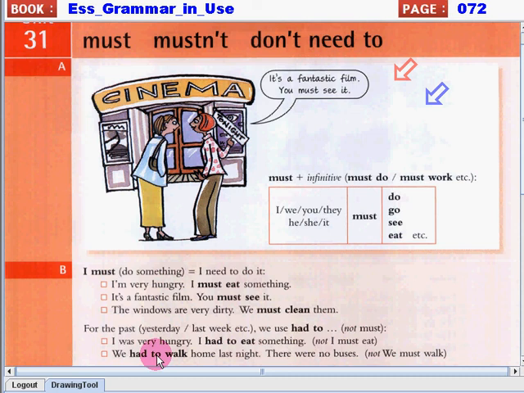Now, students, I want you to review this lesson and remember all the important information about the word must and had to. Okay, remember that had to is used for the past tense. Also, remember the structure of making sentences for the word must.